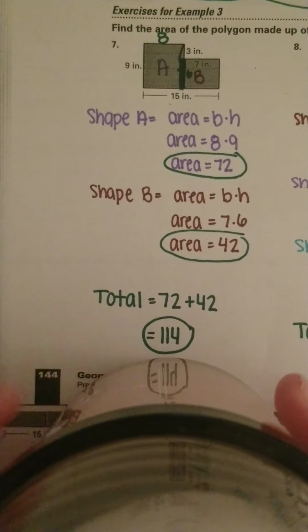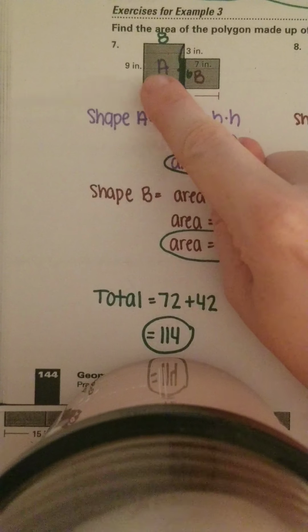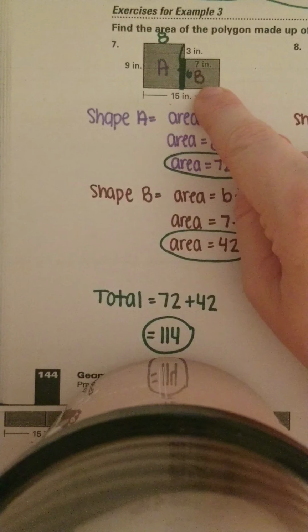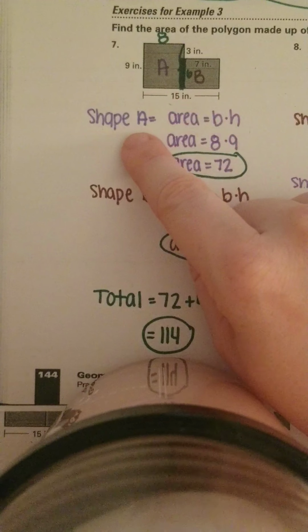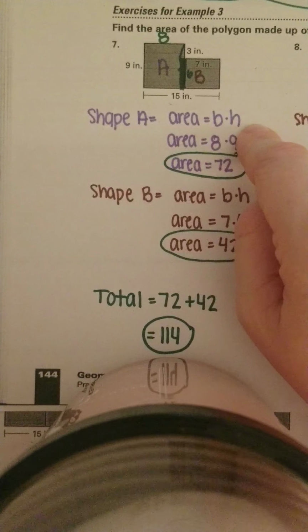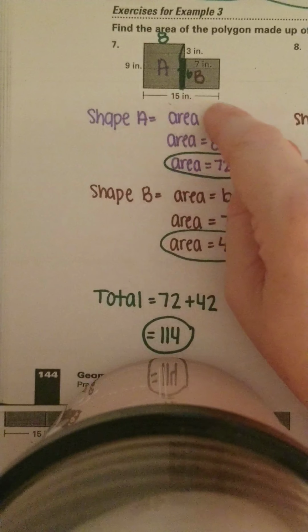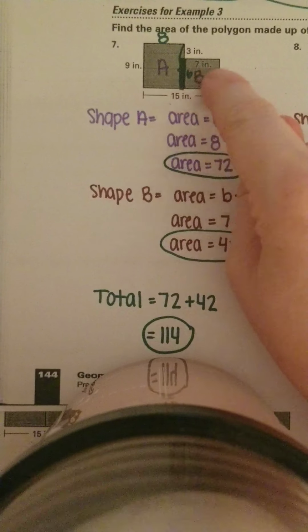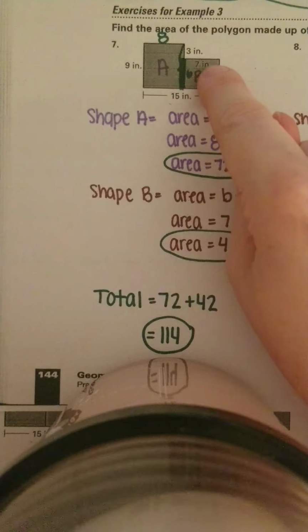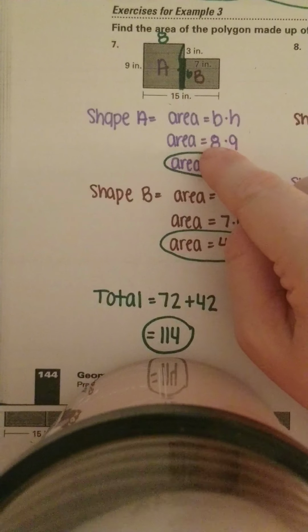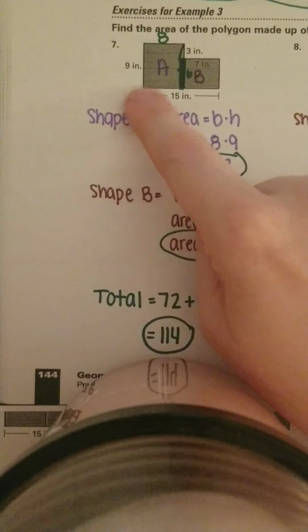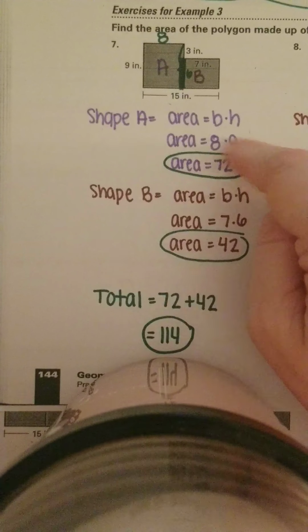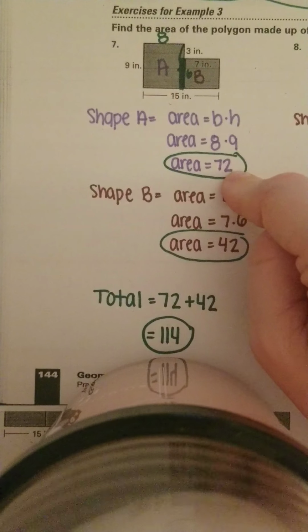All right, so we broke it into 2 pieces right here, A and B. So we took a look at shape A first. So area, base times height. Now our base, the whole thing is 15, but this piece is 7. So 15 minus the 7 gave us the 8, so our base is 8. We already knew the height, which was 9, so 8 times 9 is 72.